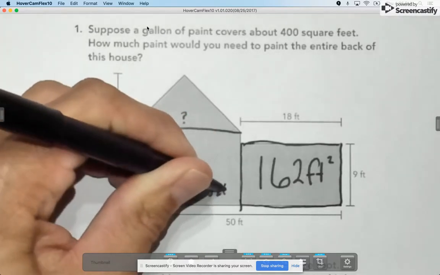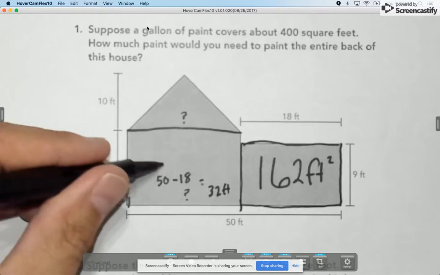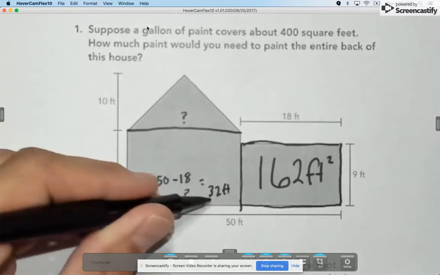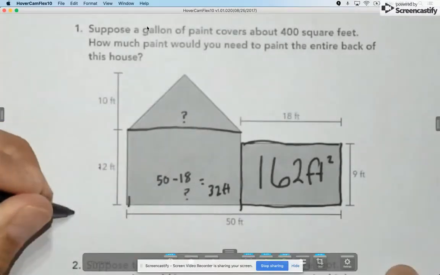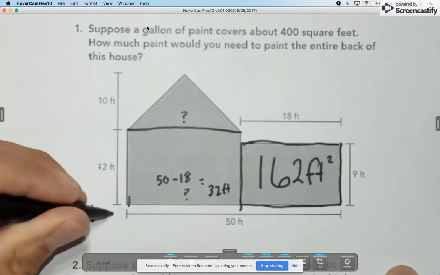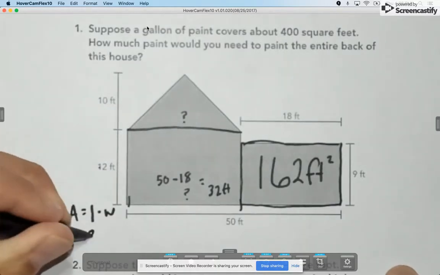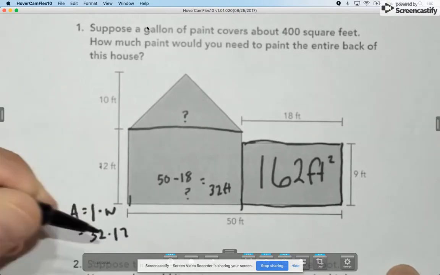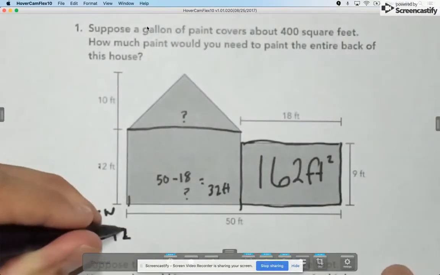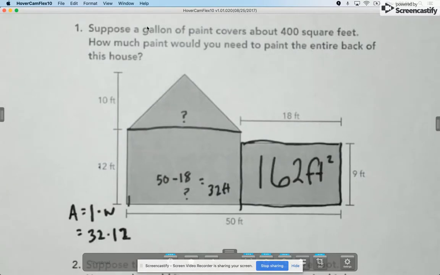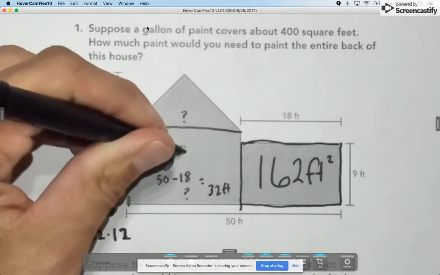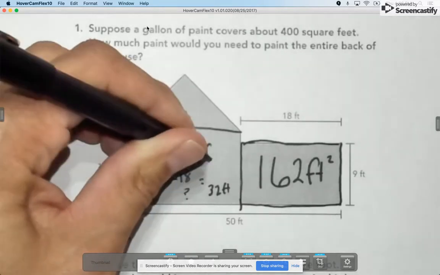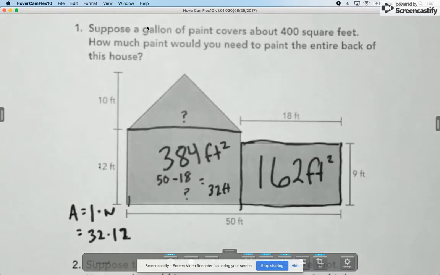And so this rectangle is 12 feet by 32 feet. The area of a rectangle is length times width. In this case, it would be 32 times 12, and 32 times 12 is going to give me 384 feet squared. Okay. Last but not least, we have the triangle up here.